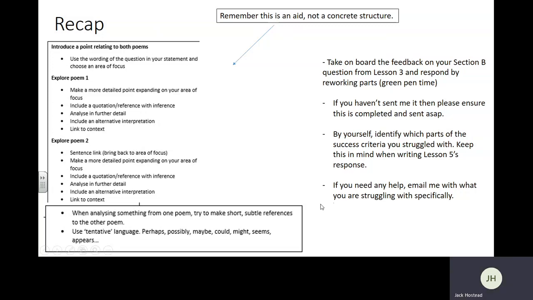Obviously, if you need any help, please email me. I'll get back to you as soon as possible. But please just make sure that you are giving me specifics to what you're struggling with. Please don't just say, I don't get this. Please make sure you are saying what it is you don't get, and then I can help you a little bit more.